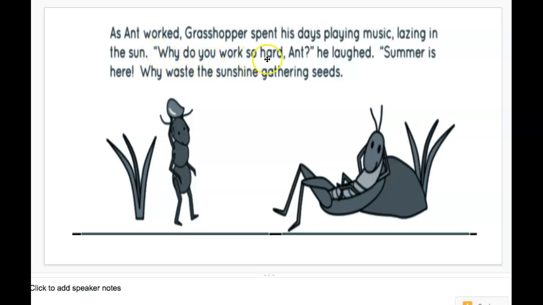Grasshopper spent his days playing music, lazing in the sun. "Why do you work so hard, Ant?" he laughed. "Summer is here. Why waste the sunshine gathering seeds?"